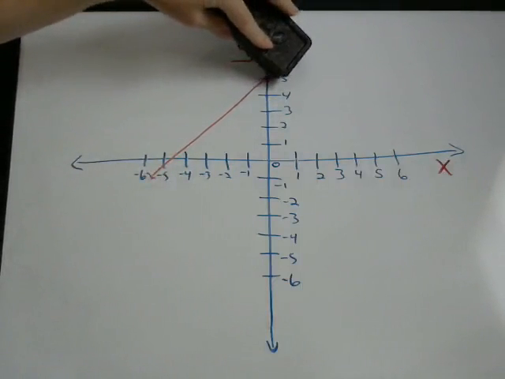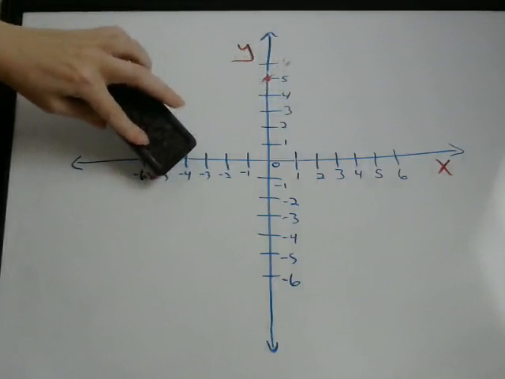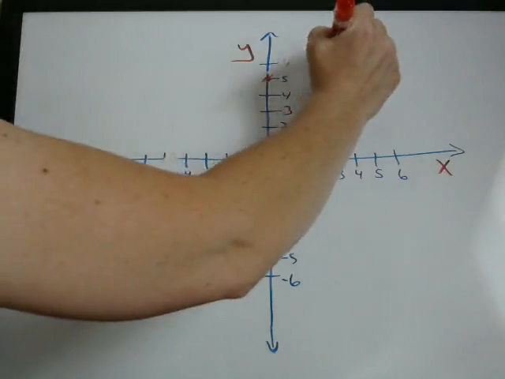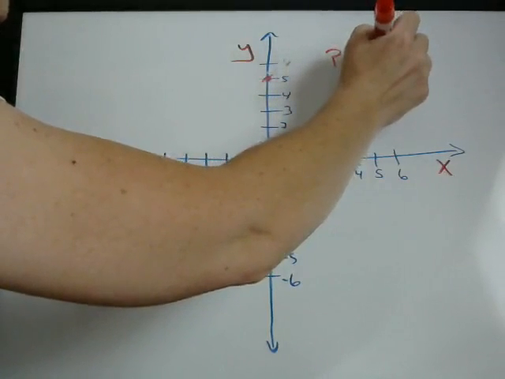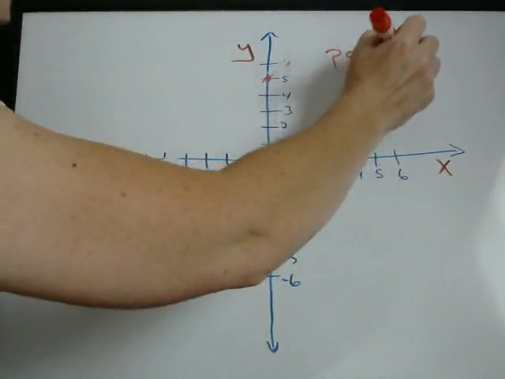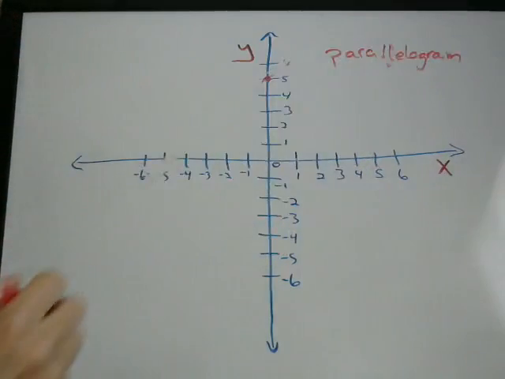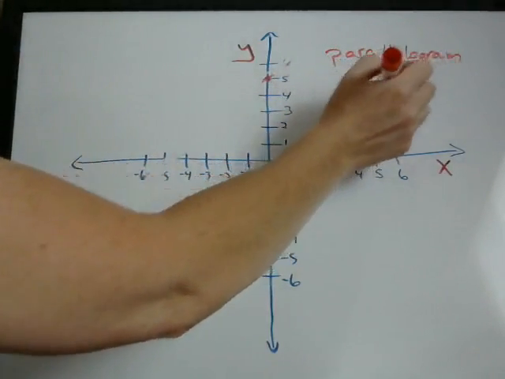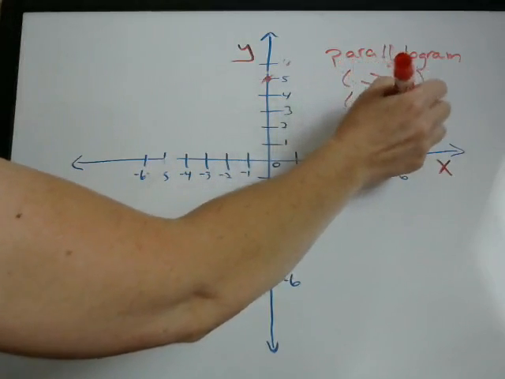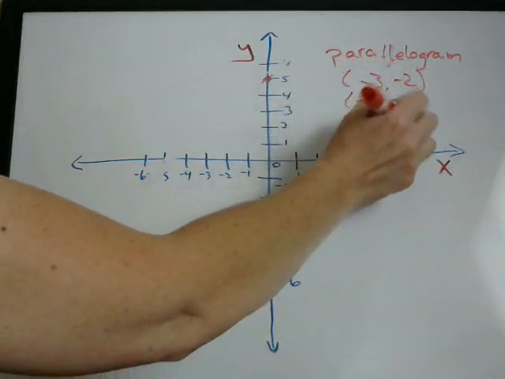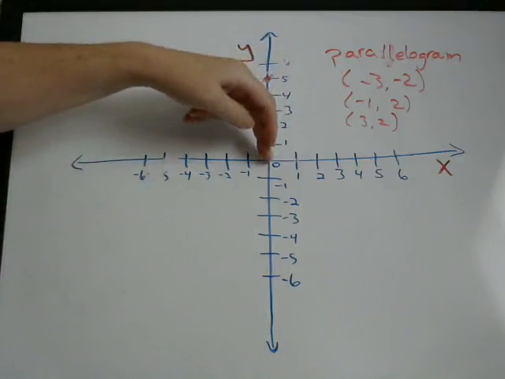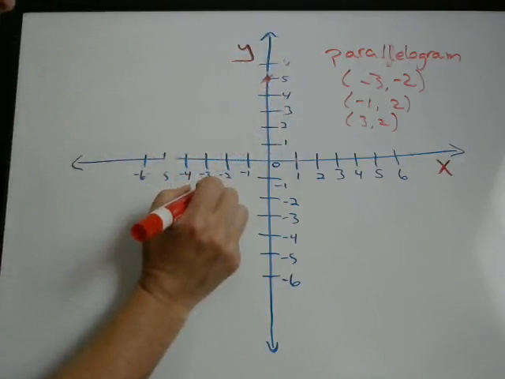One other way that they might test you on graphing and plotting is they may give you some points, for example, for a square or a parallelogram, and they'll ask you to find the last point. So let's say they give you a parallelogram, and they give you 3 points. -3, -2, -1, 2, and 3, 2. So the first thing you need to know how to do is to plot these points. So -3, -2, start at the origin, 1, 2, 3, down 2. So that's right here.